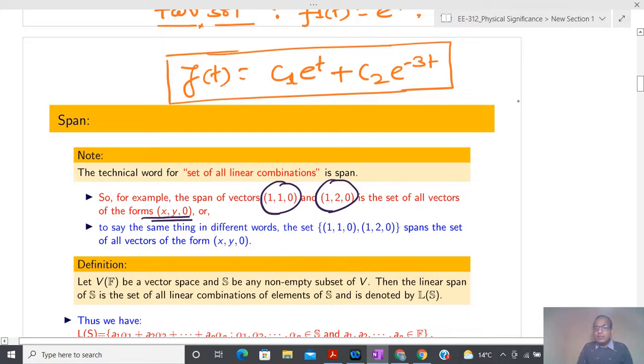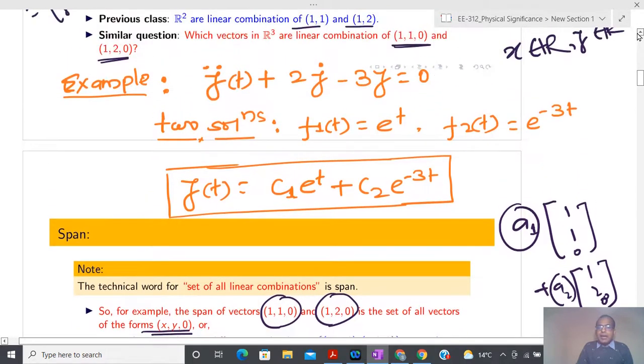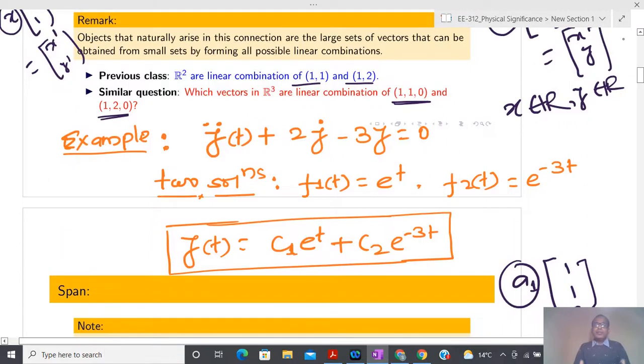So how do we find the solution? Here a1 is the scalar for the vector (1, 1, 0), and a2 for (1, 2, 0), and I have to solve for (x, y, 0). In that basis I can define a1 and a2. If a solution for a1 and a2 exists, then we say that using these two vectors I am able to represent this.